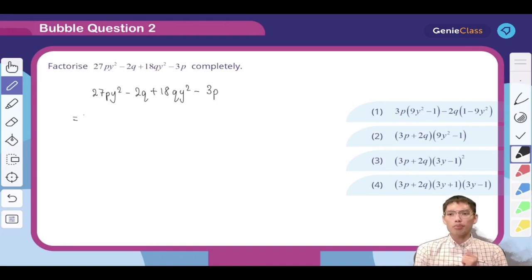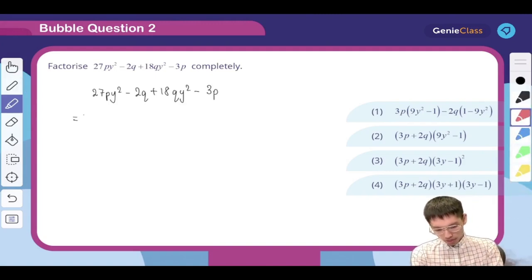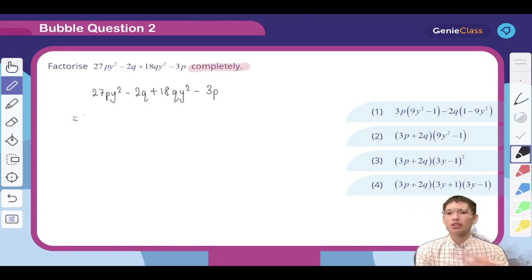Now, when we take a look at "completely", we want to make sure that we try to factorize until we cannot do it anymore. Very important. That's the notion of this particular word over here, completely. When we talk about complete, we want to make sure of any special algebraic identities, any distributive law that we need to use, we better use it up.